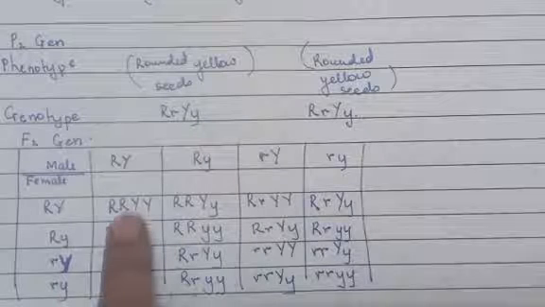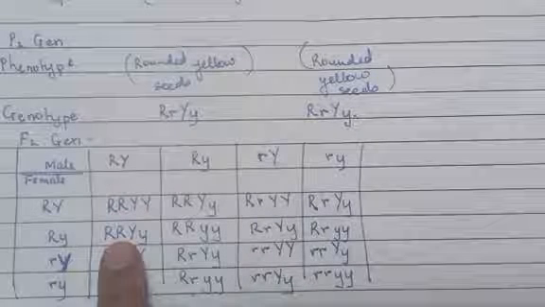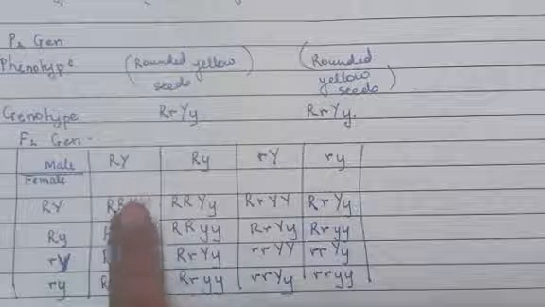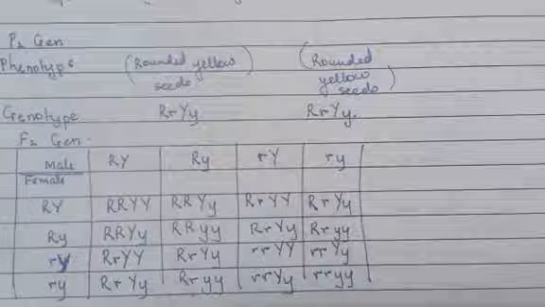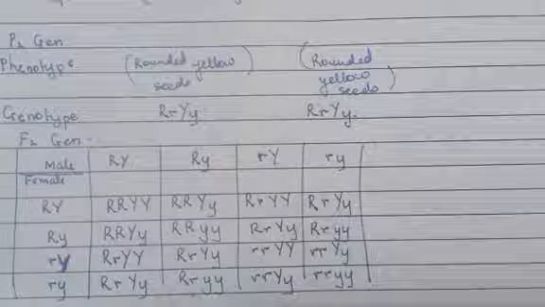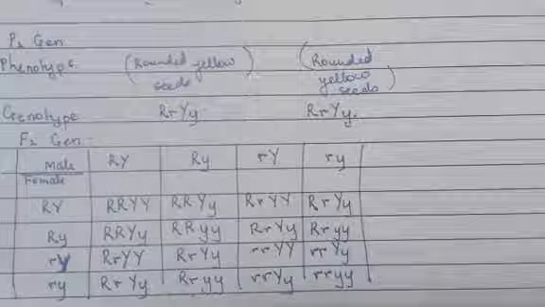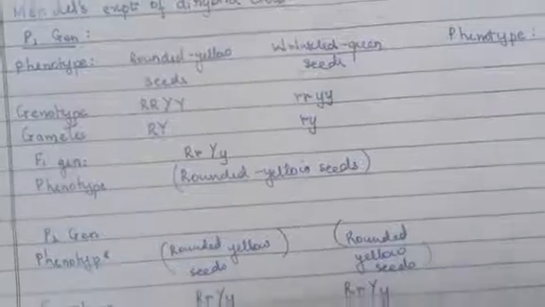Now just see. The first one RRYY is round and yellow, and the second one RrYY is also round and yellow, but the combination of genes in them is different. That is why the genotypic ratio will be different. But we are not going to learn to write the genotypic ratio, because that's omitted. I just showed you how to do the table. So in this way we do Mendel's experiment of dihybrid cross.